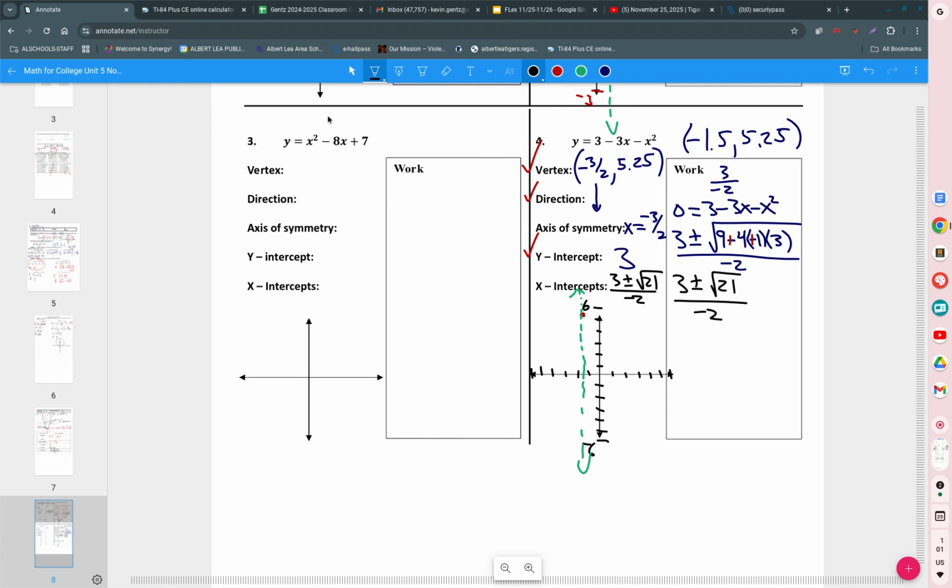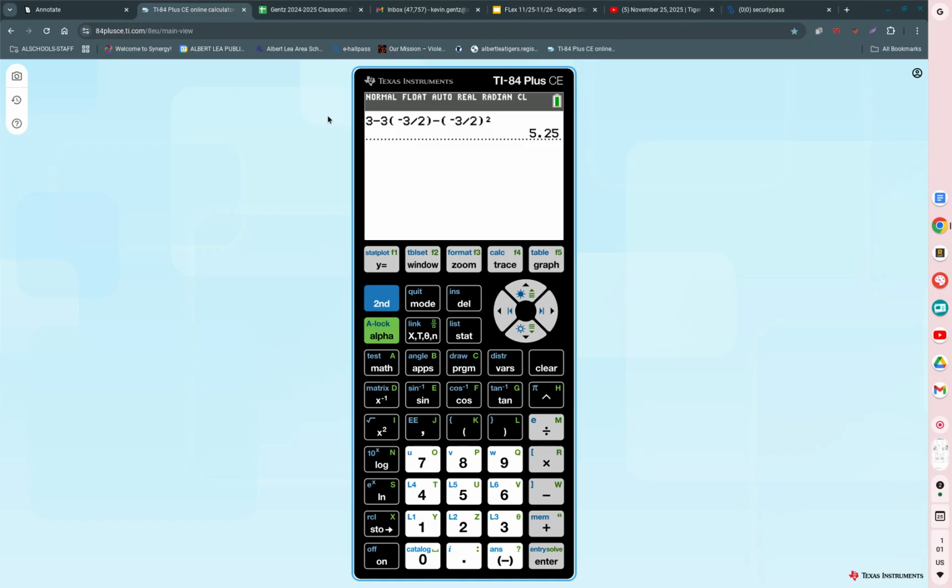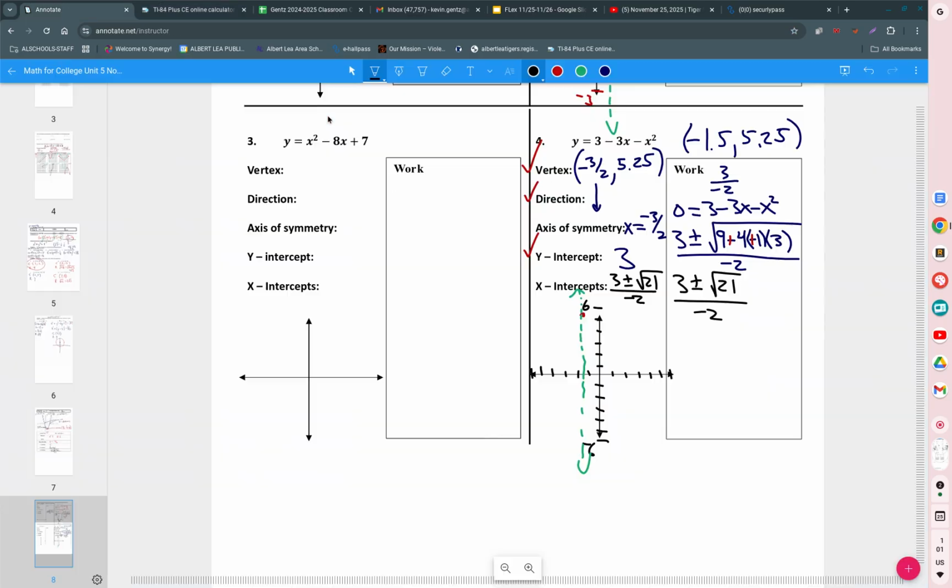But I don't know how to plot those. So in order to figure out how to plot those, I will put them into my calculator and come up with my decimals. 3 plus the root of 21, enter, and then I divide by negative 2. And I get negative 3.79.